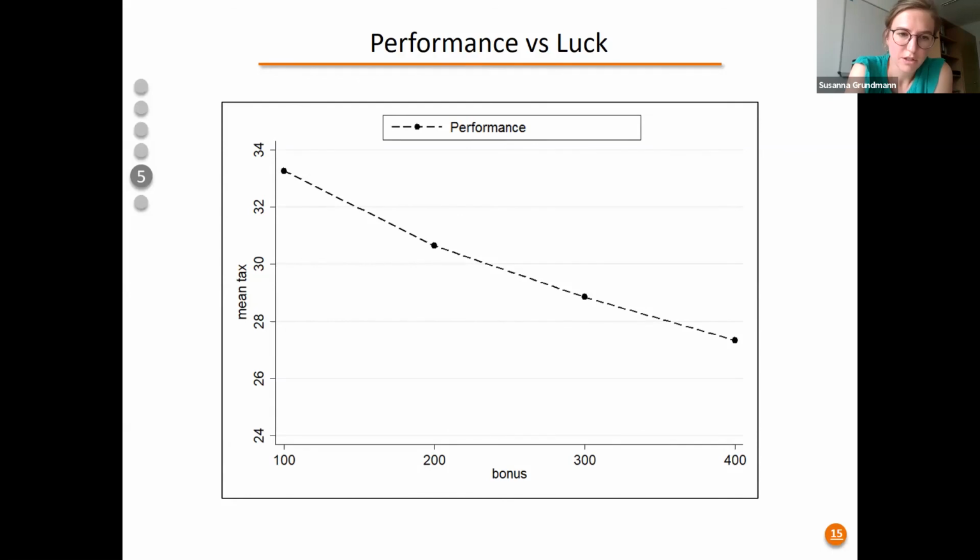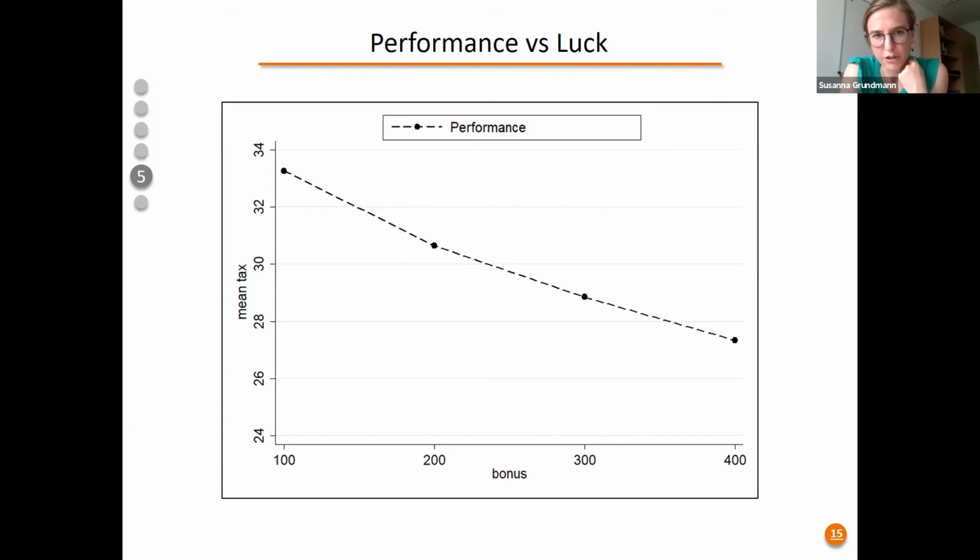So subjects who only received a bonus of 100 cheated a little bit, but they were fairly honest and reported a mean reported tax rate of about 33%. And this decreases steadily until we have a mean reported tax rate of just over 27% for subjects who received a bonus of 400. So this is in line with the hypothesis.